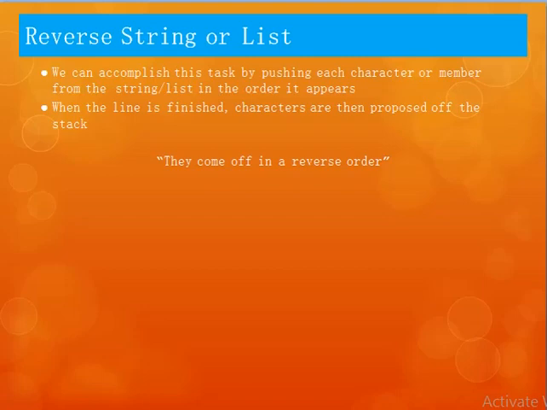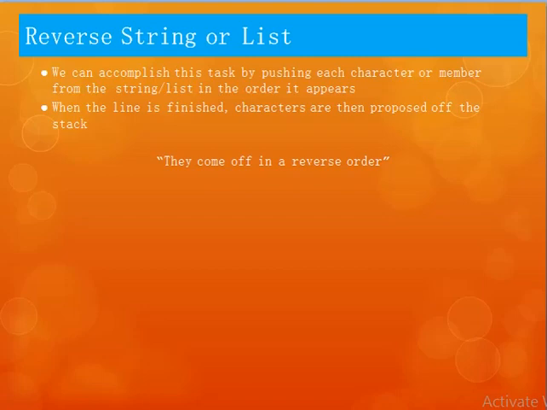First is reversing a string or list, in which we can accomplish the task by pushing each character or element from the string in the order it appears. As we know, we can perform two different operations on a stack: insertion and deletion. Push is for insertion and pop is for removing or deleting an element from the stack. When the line is finished, the characters are then popped off the stack. They come off in reverse order.